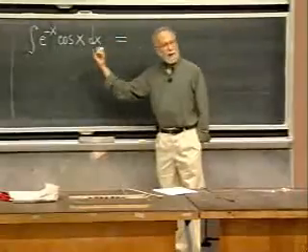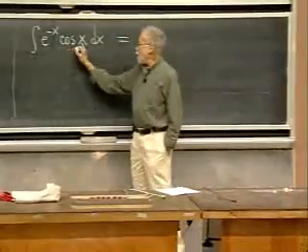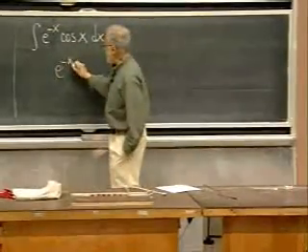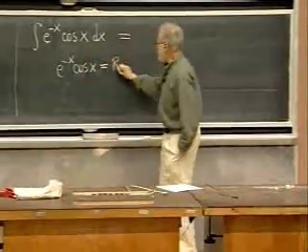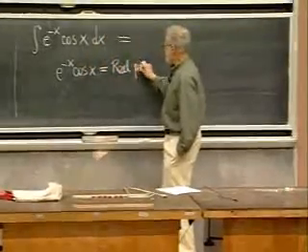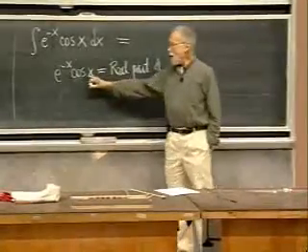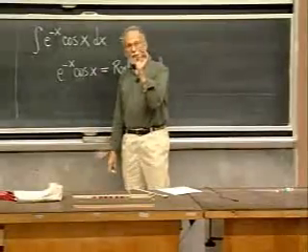Instead, use complex numbers as the way to do this. How do I think of this? Cosine x. What I do is I think of e to the negative x cosine x as the real part. The real part of what? Well, cosine x is the real part of e to the ix.